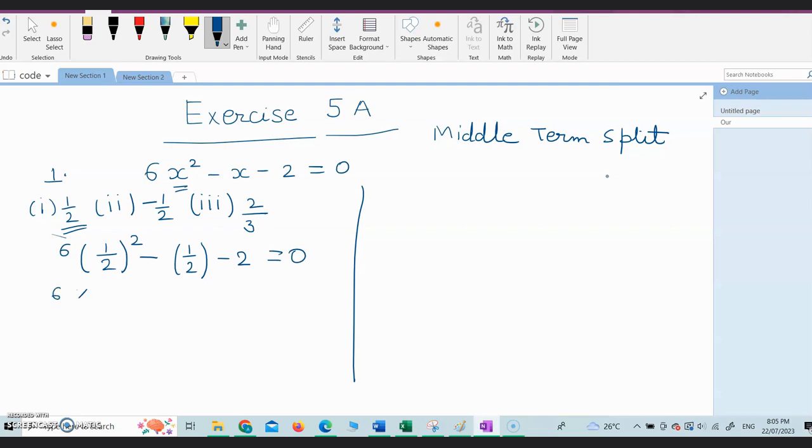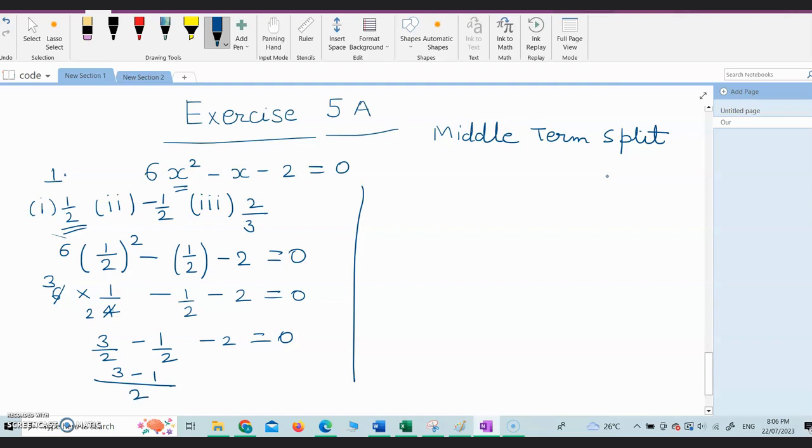So now it will be 6 into 1 upon 4, because 1 by 2 square is 1 by 4, minus 1 by 2 minus 2 equals to 0. Now if I simplify this, so it's divisible by 2, so 2 3s are 6, 2 2s are 4. So it will be 3 by 2 minus 1 by 2 minus 2 equals to 0. We will take LCM, it will be directly 3 minus 1 minus 2 equals to 0.